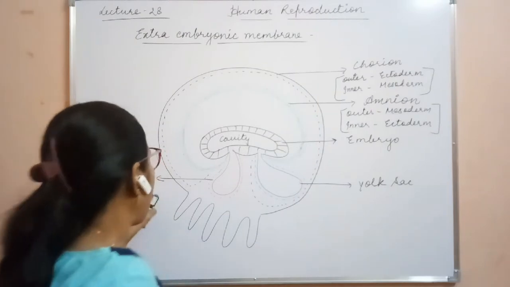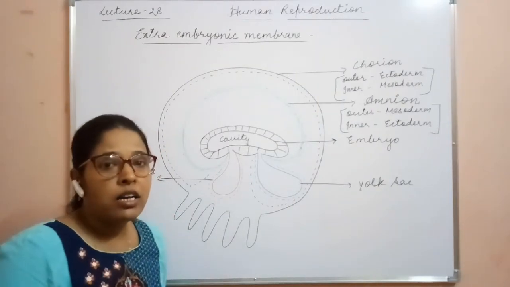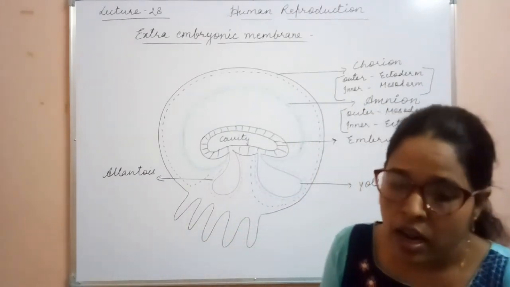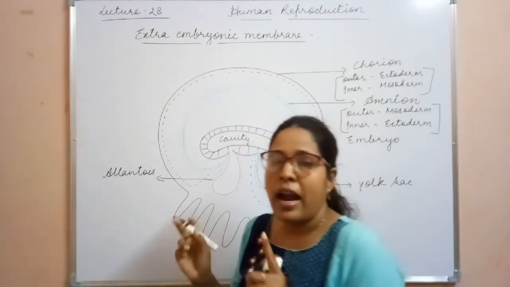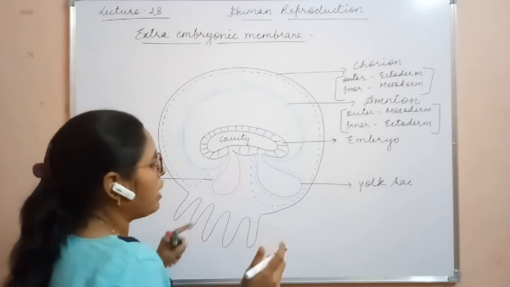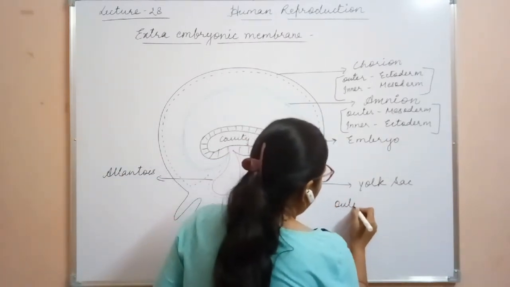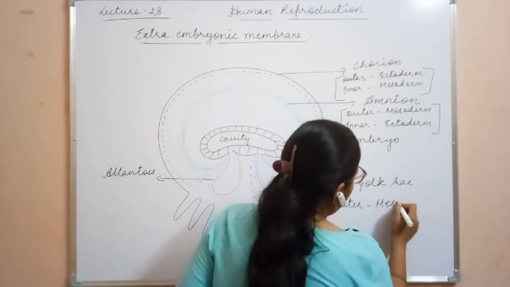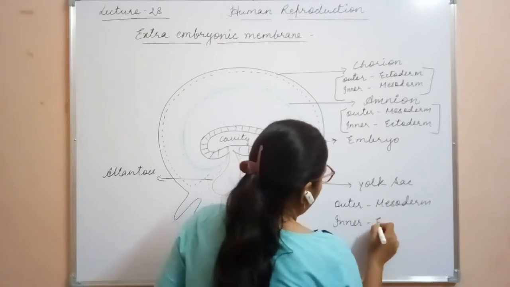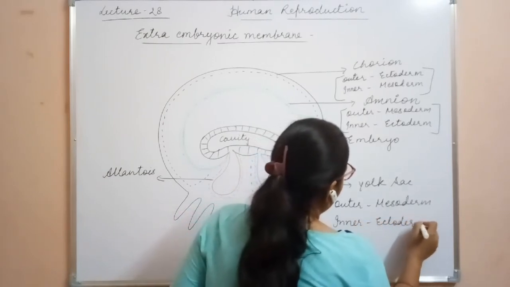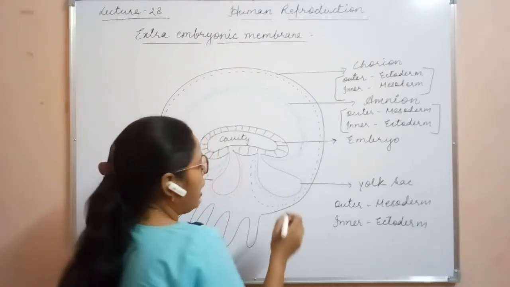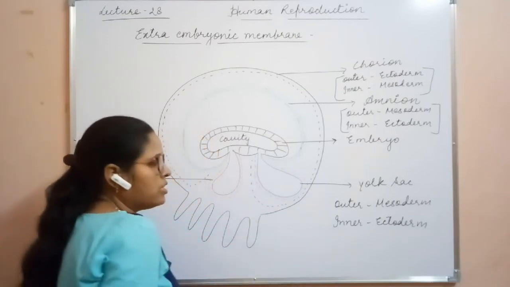Yolk sac and allantois, both of these are splanchnopleures and both have the same type of membrane. The outer one is mesoderm and the inner one is ectoderm. Now in both of the membranes, the outer is mesoderm and the inner one is ectoderm. It means the dotted line represents the mesoderm and the complete line represents the ectoderm.